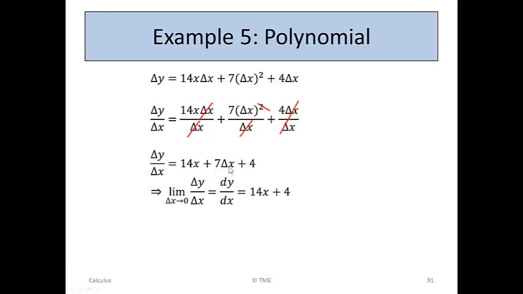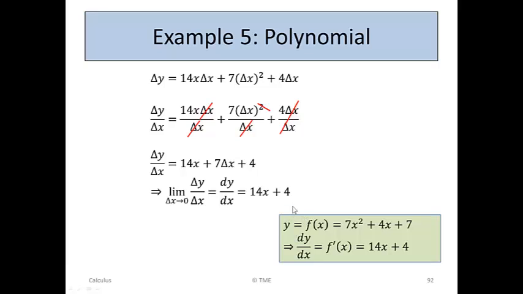And as we go for the limit, if delta x is tiny, infinitesimally small, well then multiplying it by 7 is still going to keep it very small. So at the limit, when delta x goes to 0, we can really consider these to be of 0 value. So we get delta y over delta x is dy dx, which is 14x plus the 4, but we ignore this term here because it's so small. So 14x plus 4.